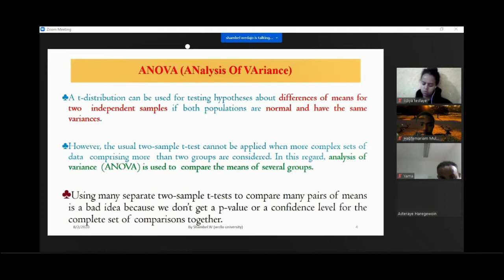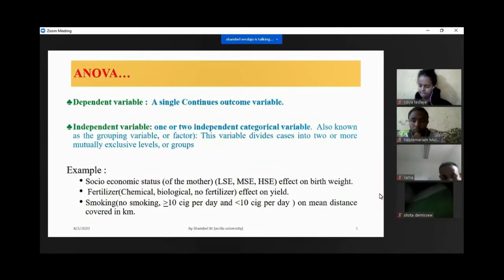So in ANOVA, the dependent variable is a single continuous outcome variable. Be sure that the dependent variable is a single continuous outcome variable, like in the t-test, like the z-test. We can compute a mean. It's not a nominal scale, it's not an ordinal scale, rather it's a continuous outcome variable.